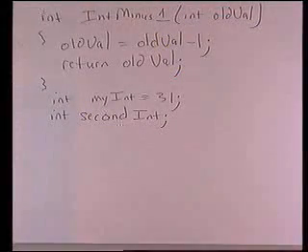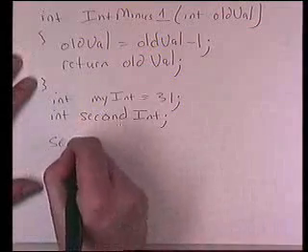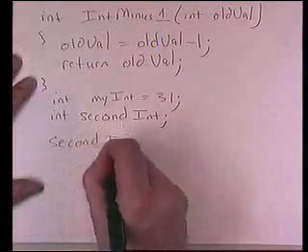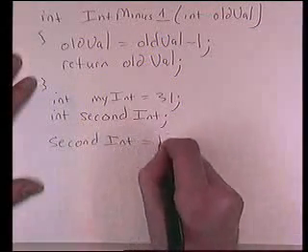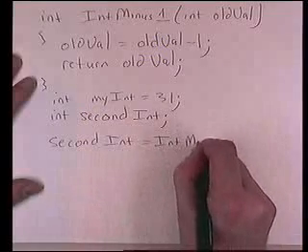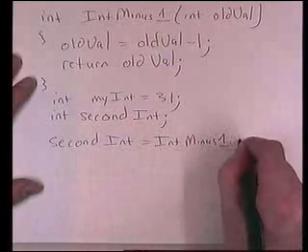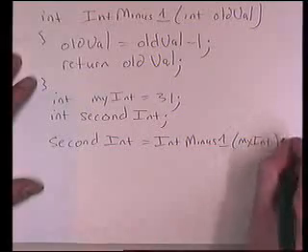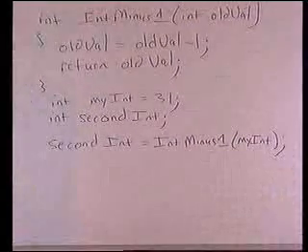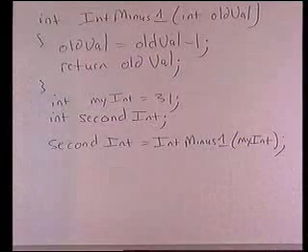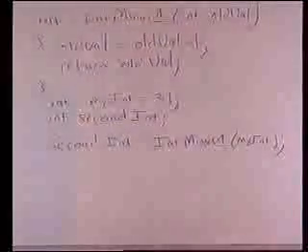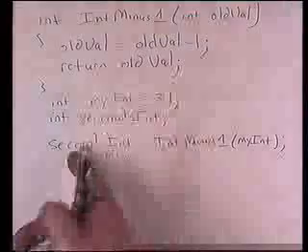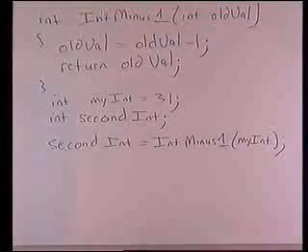And what we're going to do is make the function call: second int equals int minus 1 of myint. So we'll send in myint as an argument to the function, and old val we'll talk about in a second. We'll receive the value, and the result will be written into second int. So keep this in your mind or in your notes.